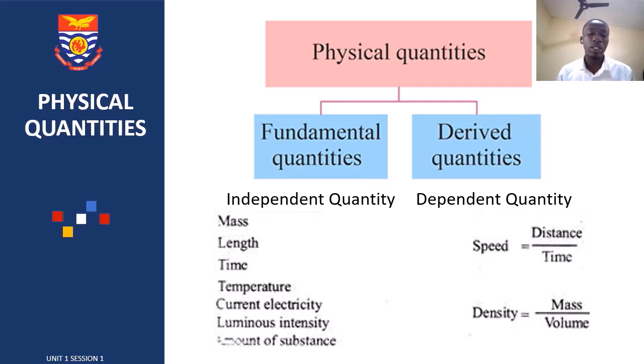A fundamental quantity is a quantity that is independent and has a standard that has been set across the globe. Some examples of physical quantities are mass, length, time, temperature, electric current, luminous intensity, and amount of substance. And for the derived units, we have a lot, and they are dependent quantities. That is, the addition, subtraction, division or multiplication of any of the fundamental units.